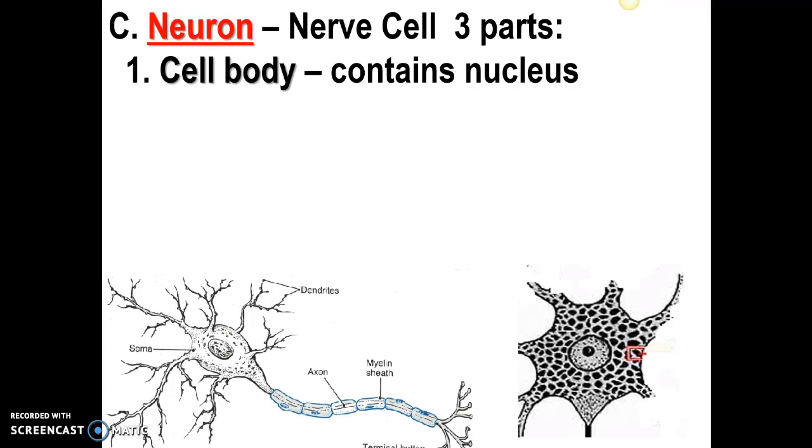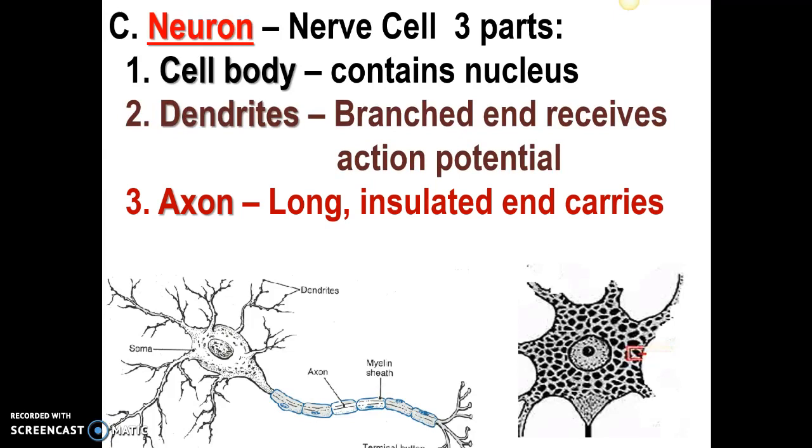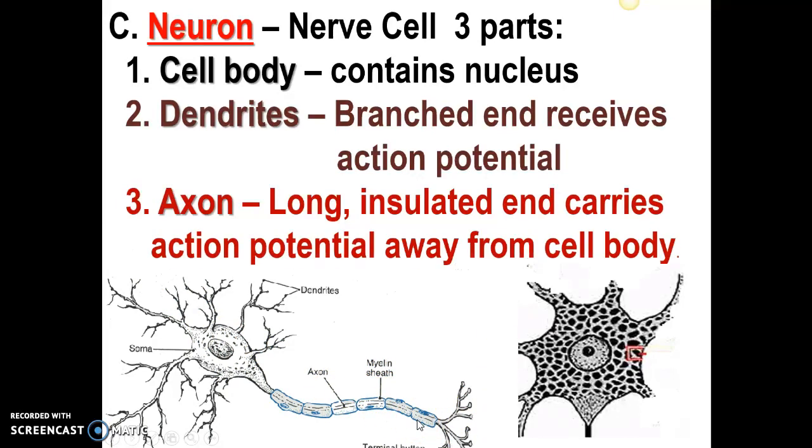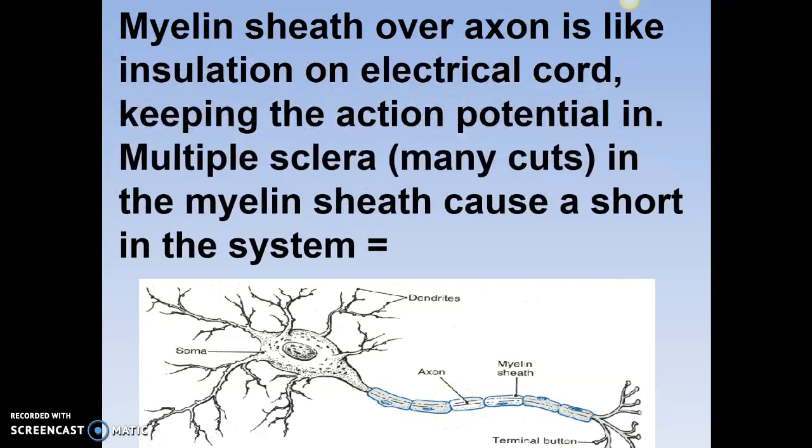They go straight from the outlet into the light bulb or whatever it is you're plugging in, so it doesn't shock you. The dendrites receive the action potential, and the axon is your long end that's insulated with the myelin sheath that carries the action potential. If that myelin sheath gets a nick or a cut, and some of that action potential leaves it, you've got many sclera, multiple cuts in the myelin sheath, causing a short.